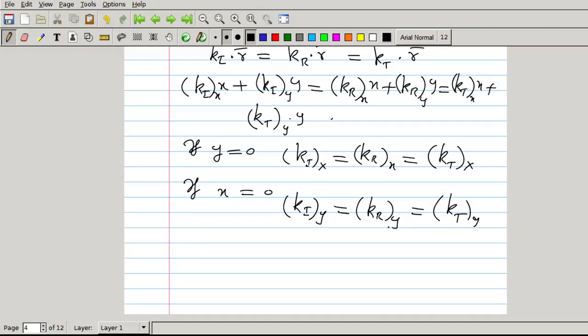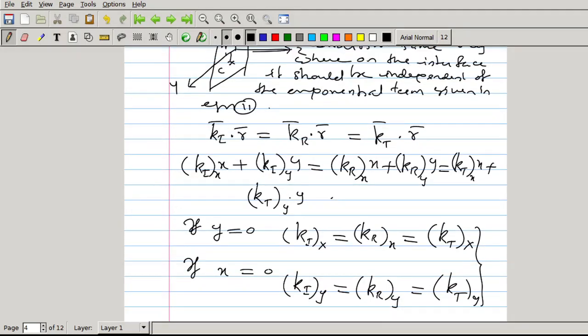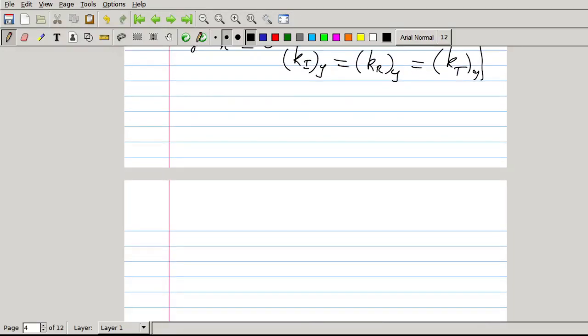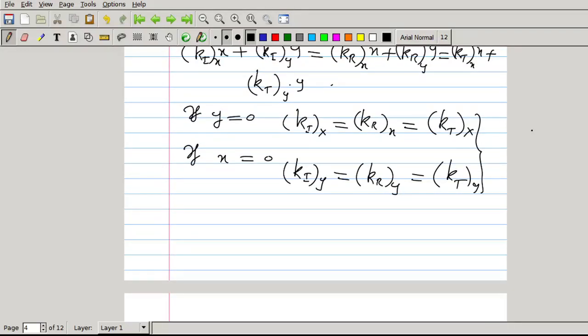So if I take along the x-axis, then the y component is 0, y coordinate is 0. If I take along the x-axis, then also this condition should be satisfied. Then we will get the condition as kx equal to krx equal to ktx, or ky equal to kry equal to kty. These equations I am taking as equation number 12.